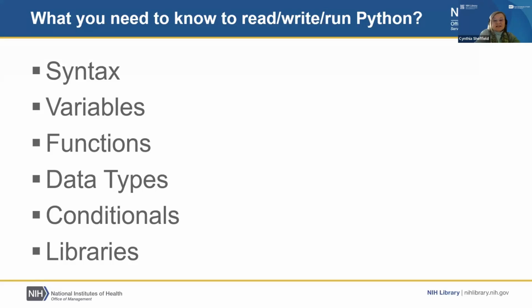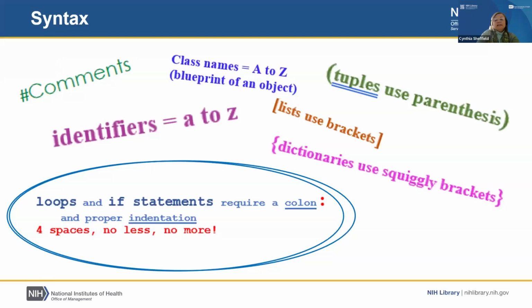So here are some of the concepts you'll want to know: syntax, variables, functions, data types, conditionals, and libraries. So let's start taking a look. Syntax refers to the rules in writing Python code. There are lots and lots of rules in Python. Syntax rules will stump every coder at some point, but as you learn these rules, errors are less likely to occur. There are rules for creating identifier names.